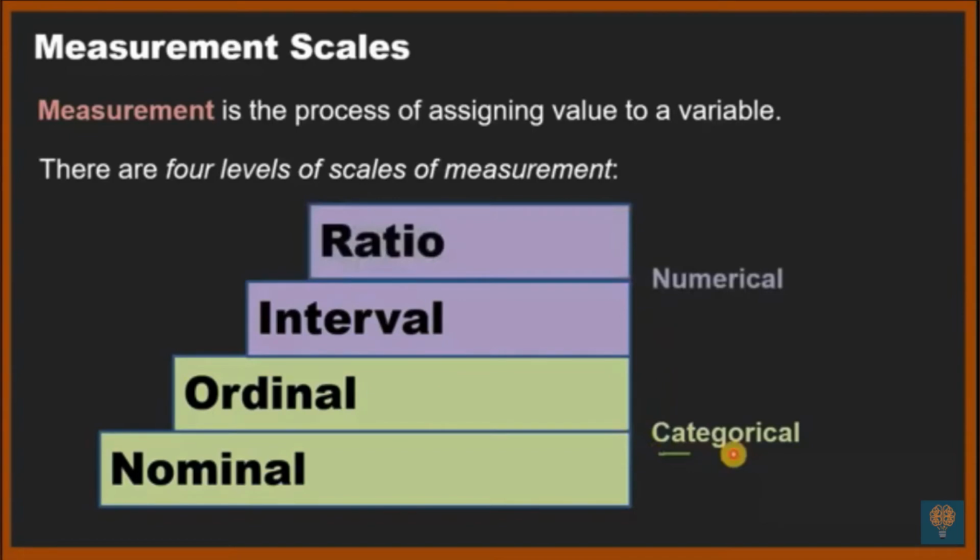So let's proceed to the scales of measurement. Measurement is the process of assigning value to a variable. There are 4 levels of scales of measurement: ratio, interval, ordinal, and nominal. Ratio and interval belong to numerical. The ordinal and also the nominal belong to the categorical.